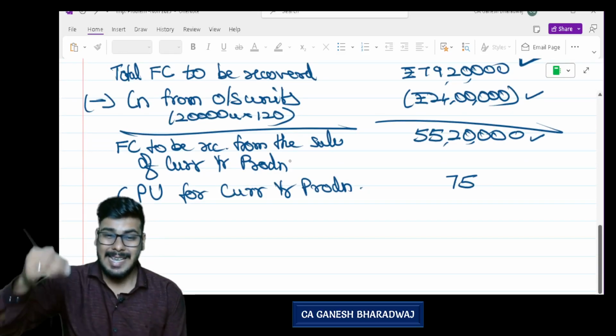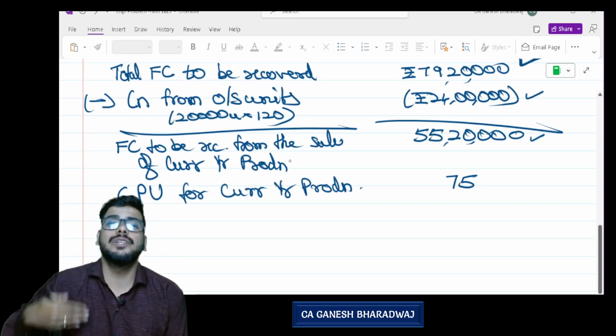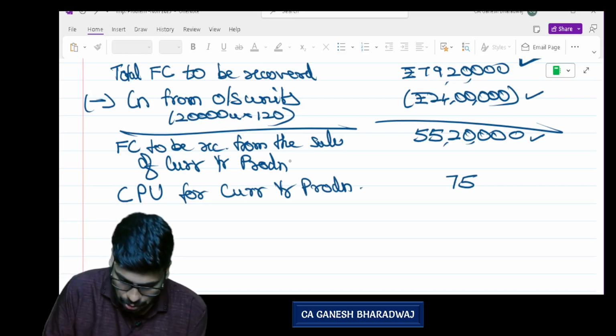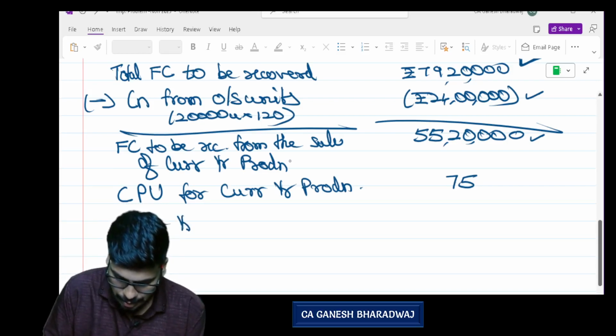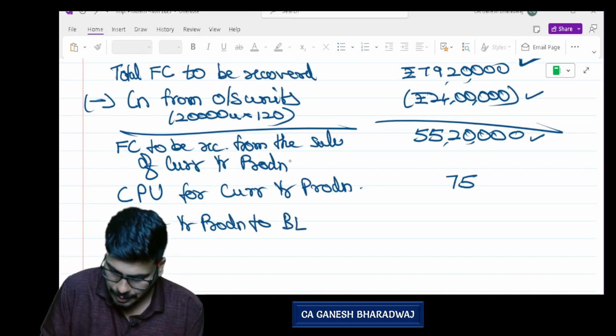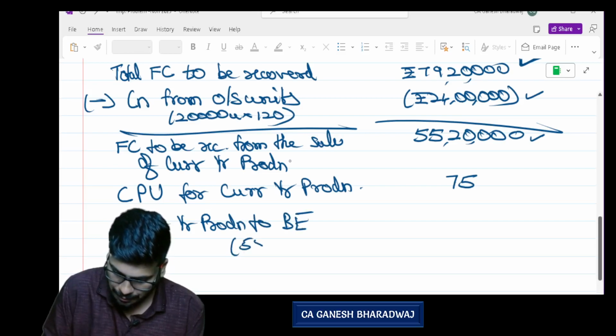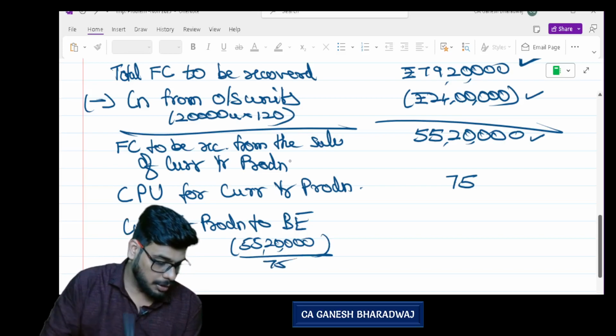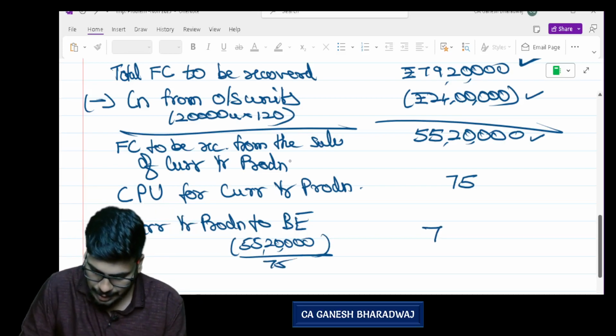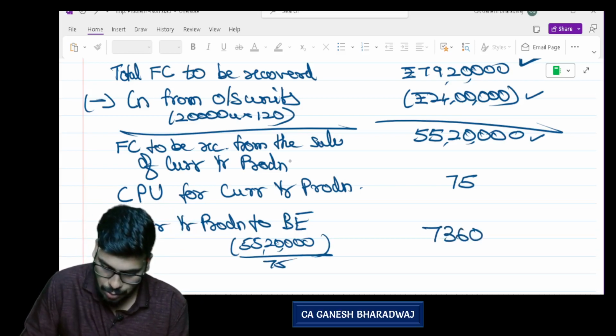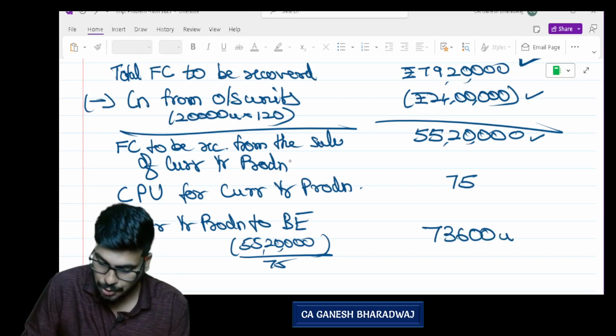So in the current year, how many units do I need to produce to break even? Current year production to break even is 55 lakh 20,000 divided by 75 rupees. So in the current year, I need to produce and sell 73,600 units to break even.